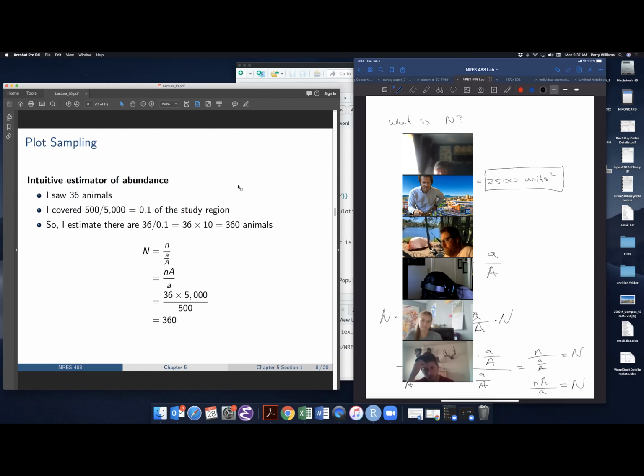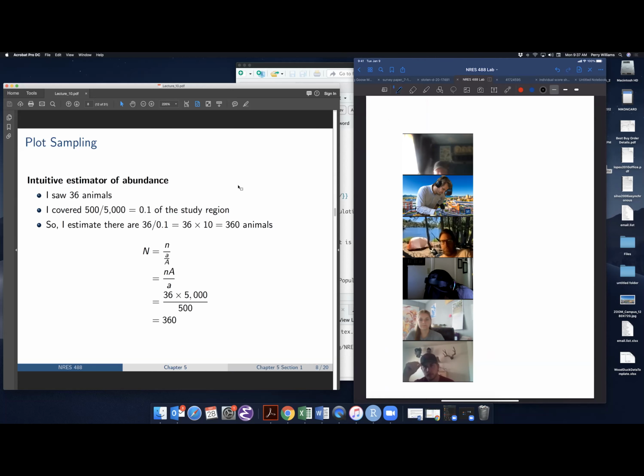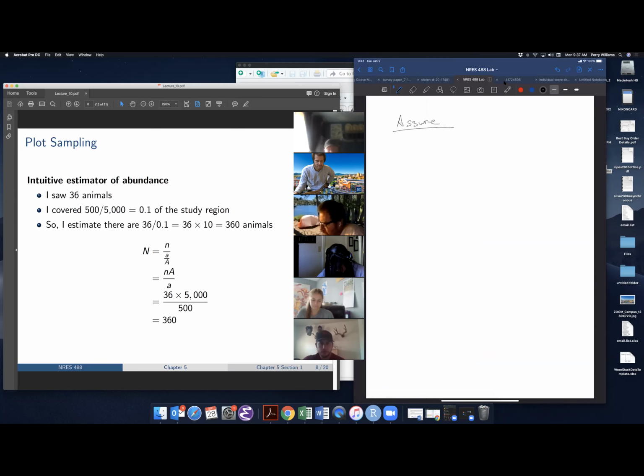Now there's a number of assumptions with this model. So what does this assume? Let's write these down. All right, any ideas? Brianna, we'll come back to you. What was your question?